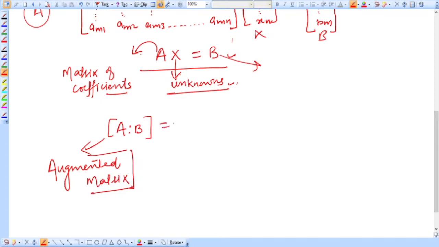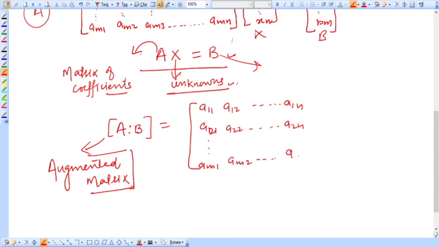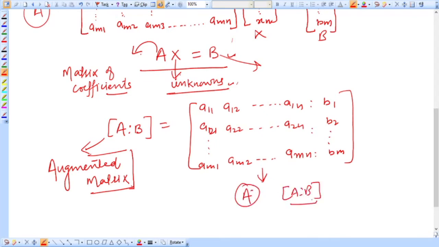It is equal to, firstly you write a11, a12 up to a1n, a21, a22 up to a2n, up to am1, am2 and amn. And after this you write b1, b2 up to bm. This matrix is known as the augmented matrix, and it is denoted by this.